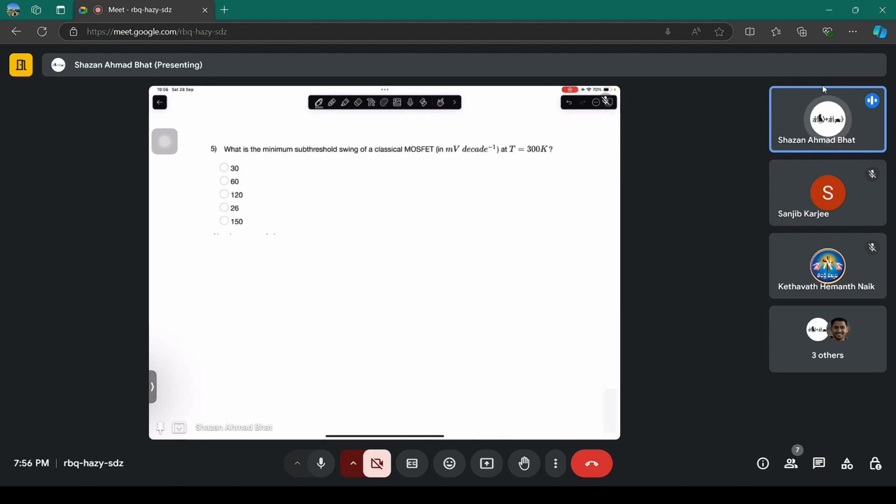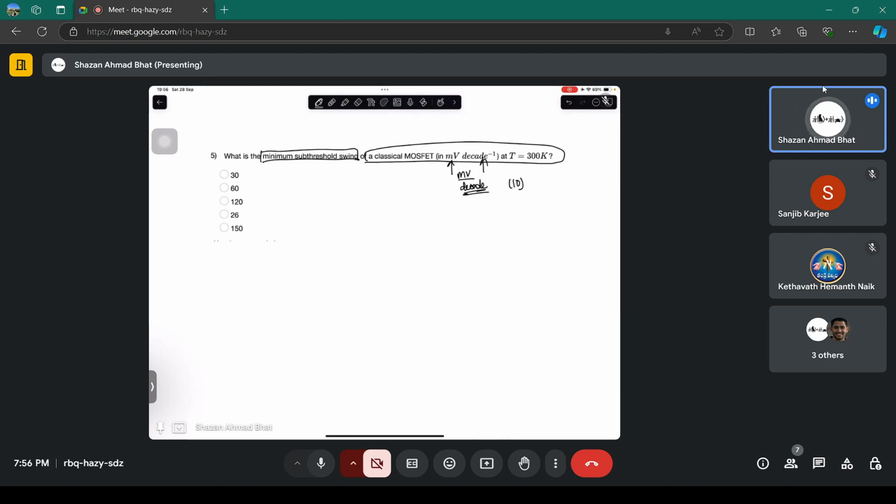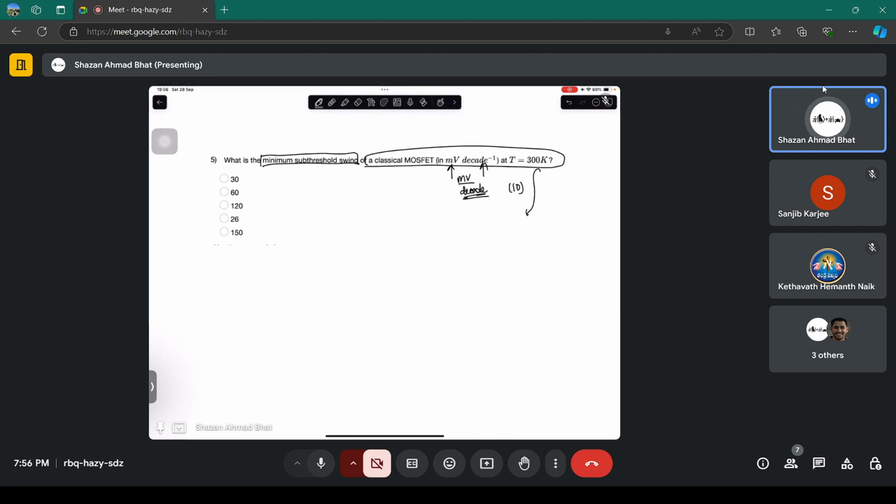And this is the exact question I was talking about: what is the minimum subthreshold swing of a classical MOSFET? You see that the unit is millivolts per decade. Decade means a change of the order of 10 in the semi-log scale. And you have to compute this at T equals 300 Kelvin. That is the thing I was talking about.